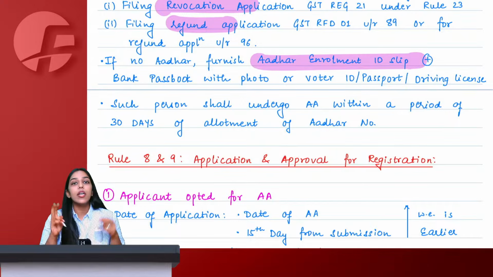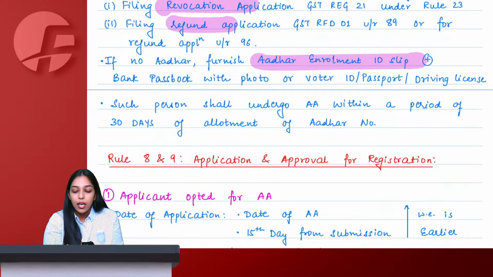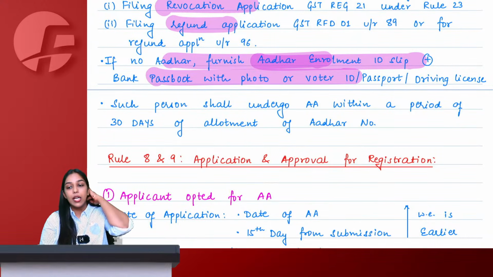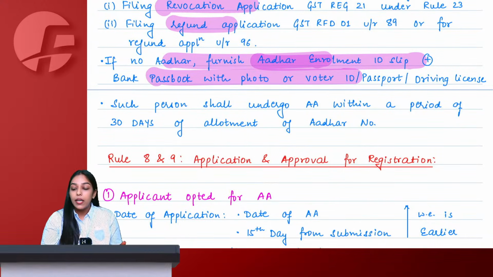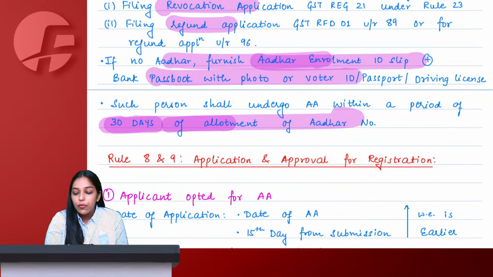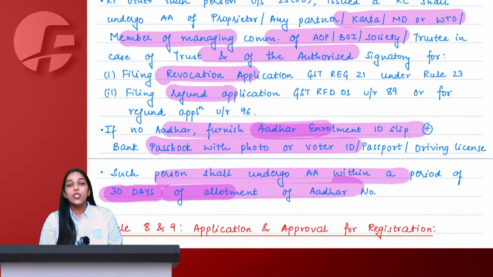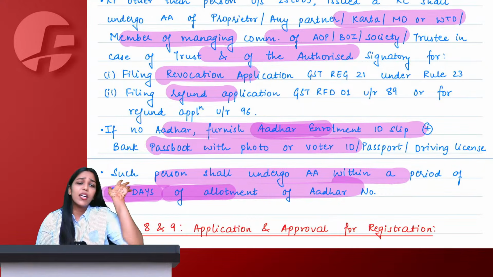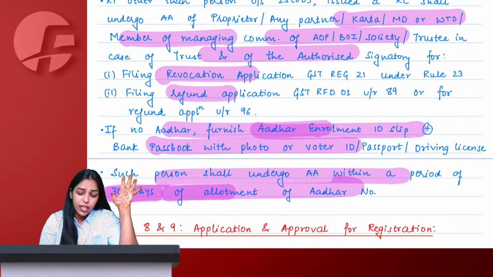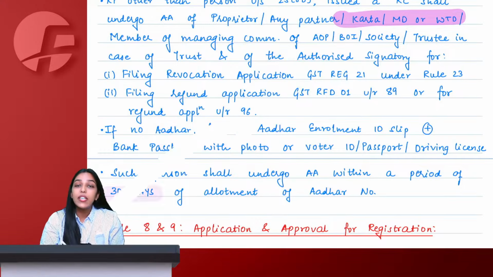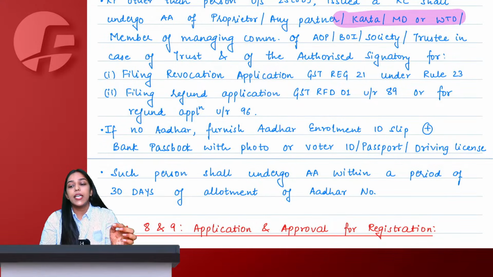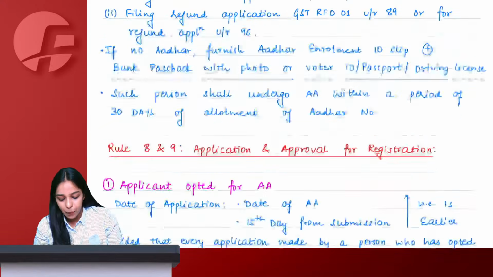So you will get an Aadhaar enrollment slip. With that slip, one photo, your passbook details, etc., you can furnish and make the application. As soon as you get your Aadhaar card, within 30 days from there, you will undergo Aadhaar authentication. So if you want to make a revocation or refund application, Aadhaar authentication is mandatory. Got it, ma'am?